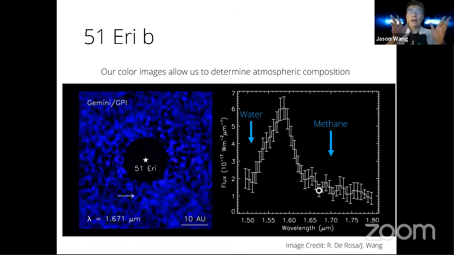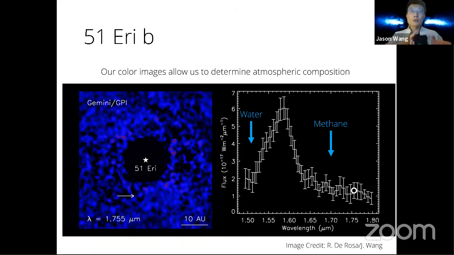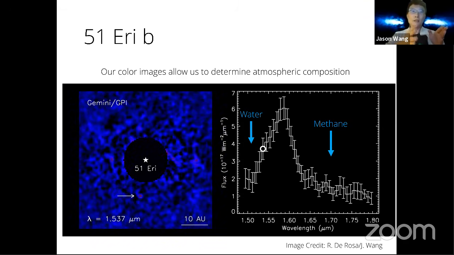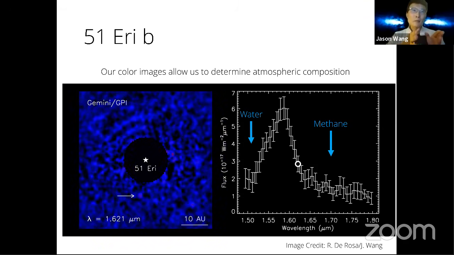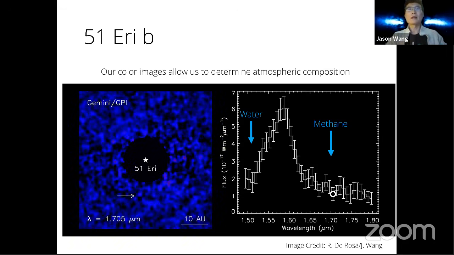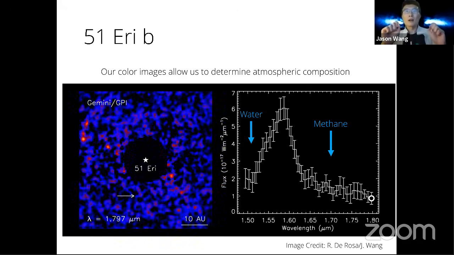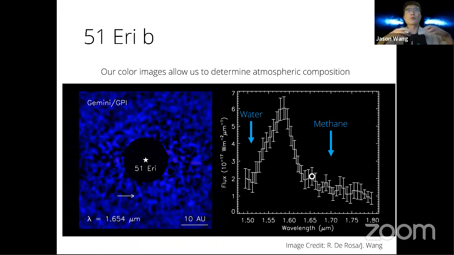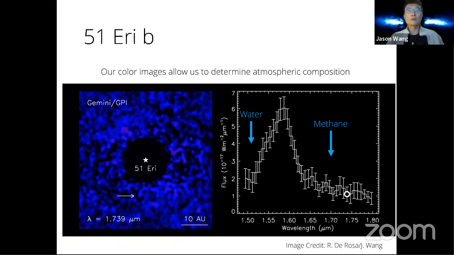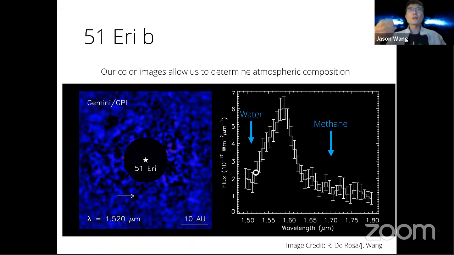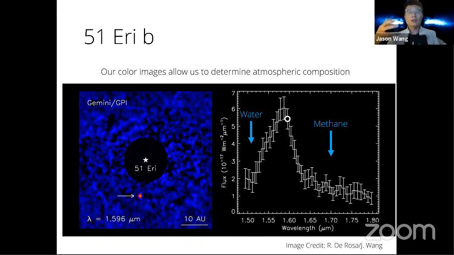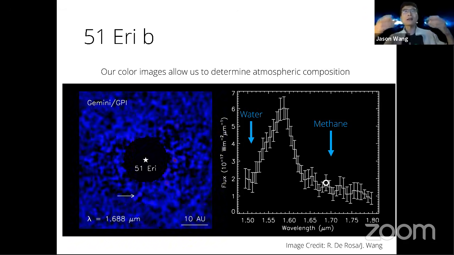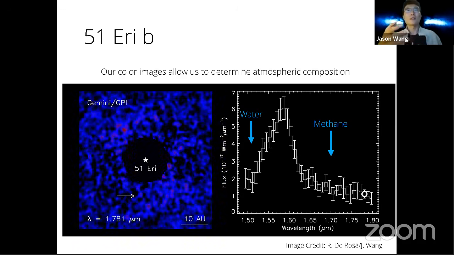So you can see that at the very smallest, shortest wavelengths, 51 Eri b is very faint. You can maybe pick it out if you have a very discerning eye. At these wavelengths, there's a lot of water absorption in the planet's atmosphere. So the water in this Jupiter's atmosphere is absorbing the light from the planet, so that light is not getting to us. So we don't see very much light at those wavelengths.